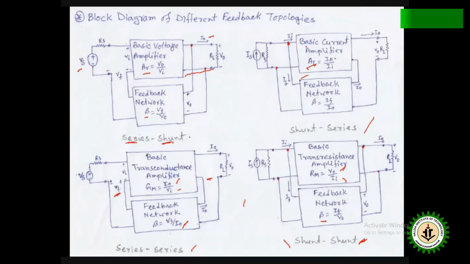Now we see how it works, why we use it, and which one is better, the advantages. That means in terms of input impedance, in terms of gain, in terms of output impedance, in terms of noise, which one is better. So one by one we find out the gain for each topology, and find out the input impedance and the output impedance. So first we see current sampling.